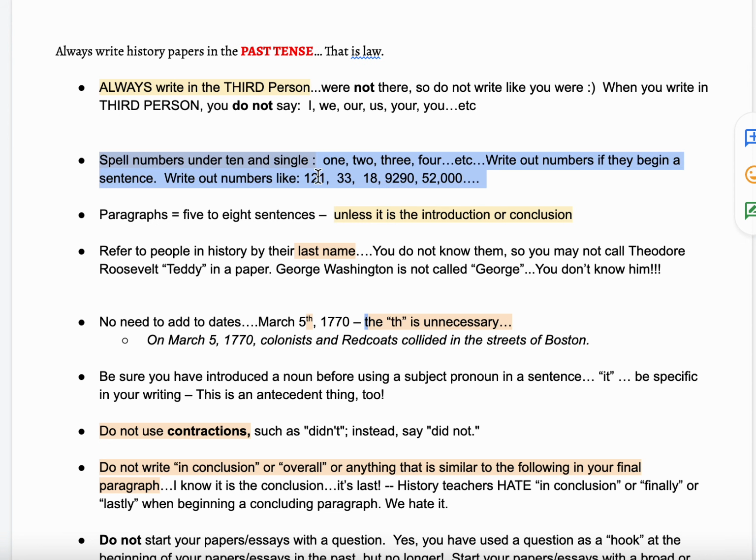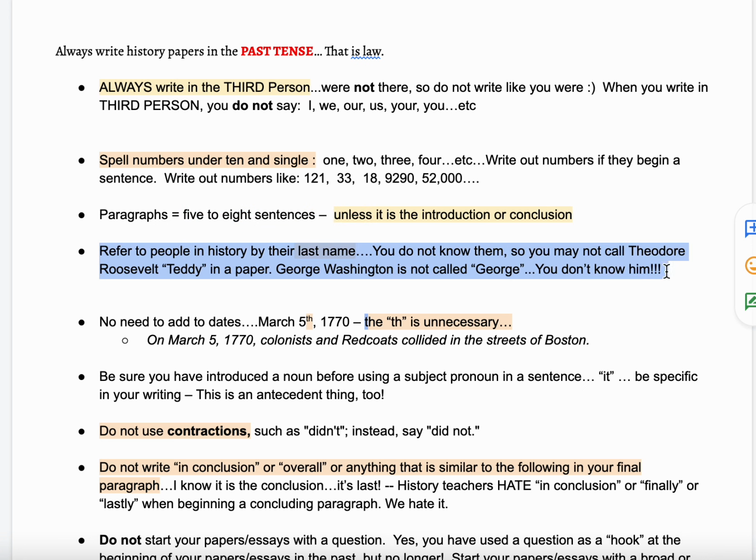Spell out numbers ten and under that are single or not in a relationship. So you would write out numbers like one, two, three, four, five. But if it's 121 or 33 or 18 or 9,290, you write the numbers like this. But you spell numbers like this. Paragraphs, I said 5 to 10-ish sentences, 8 to 10. Just don't run on. This is going to drive me crazy.